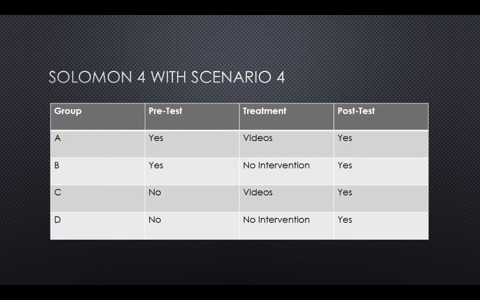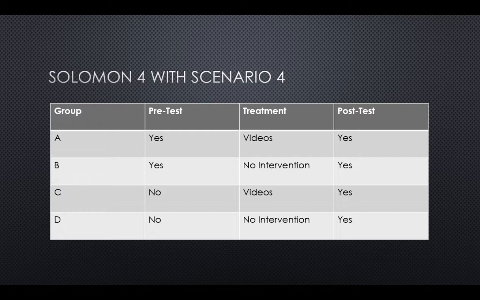Group B is going to also be randomly assigned, and they will take a content test and a survey, but they're not going to get any videos for their course. It's going to be the traditional design. This group will take a content test and a survey after the intervention when the other groups have concluded.